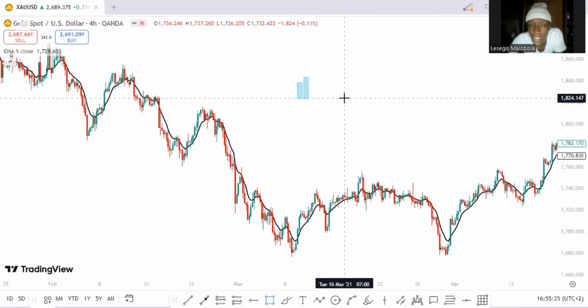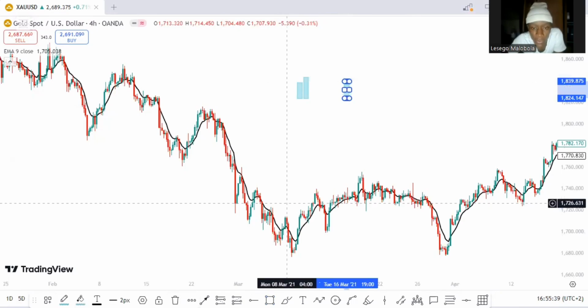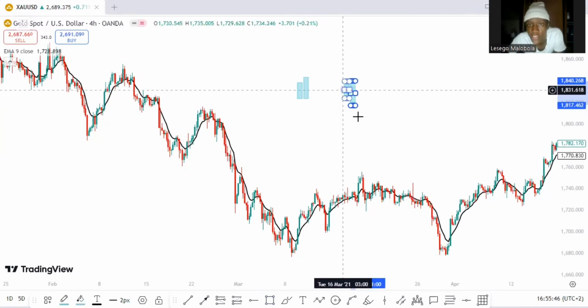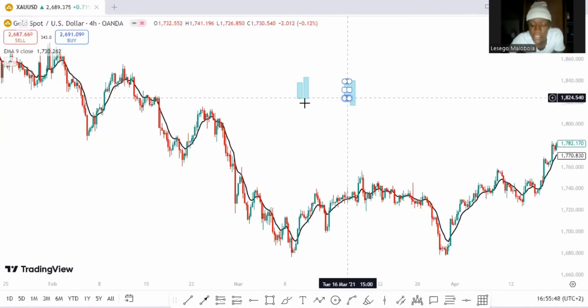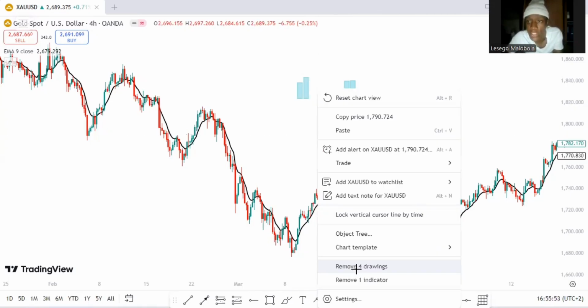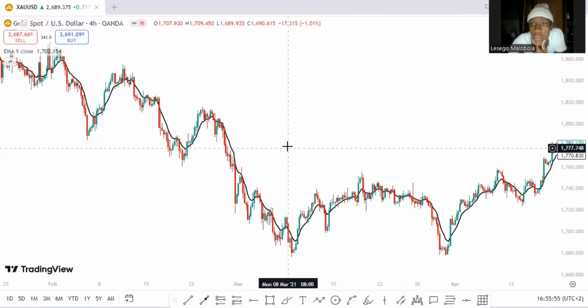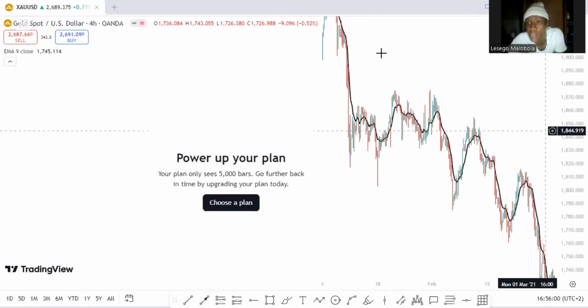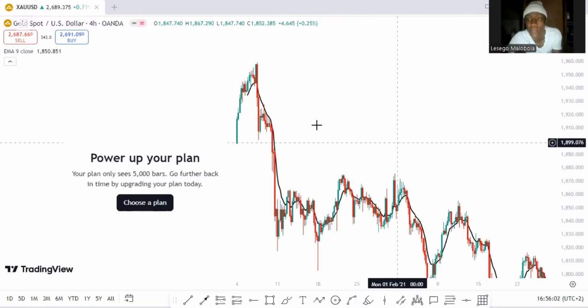Same with the bearish engulfing candlestick. Just pretend this is a bullish candlestick, and then we have a bearish candlestick that engulfs the bullish candlestick. So this is a bearish engulfing candlestick. Let me just remove this so we can start backtesting and see what's going on. So let's look at engulfing candlesticks, because I like engulfing candlesticks the most.